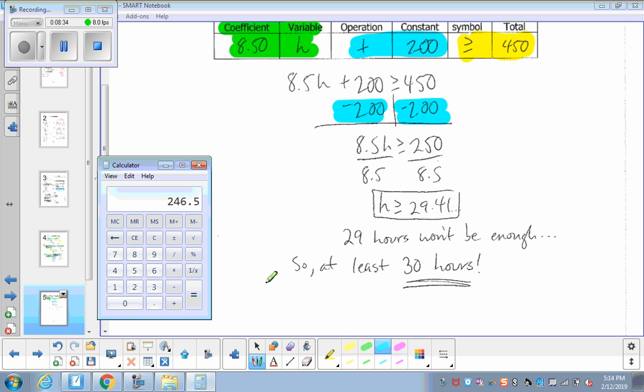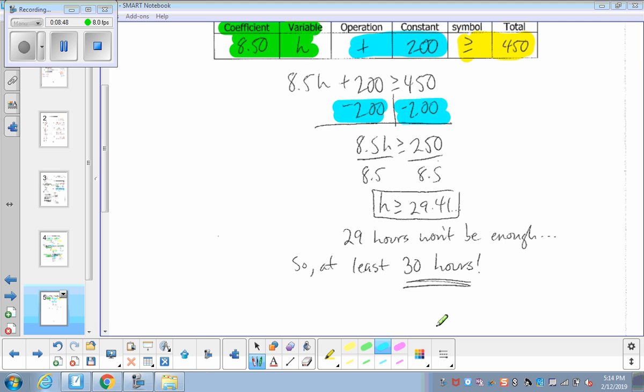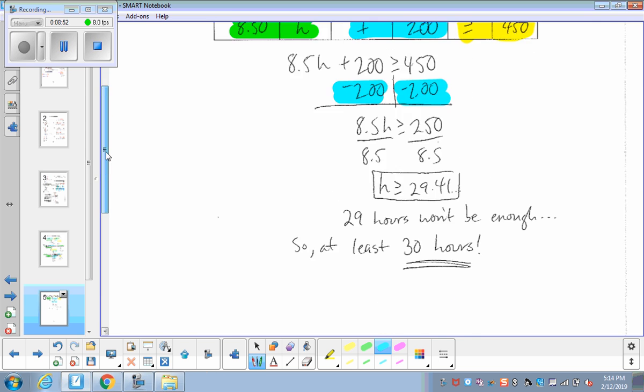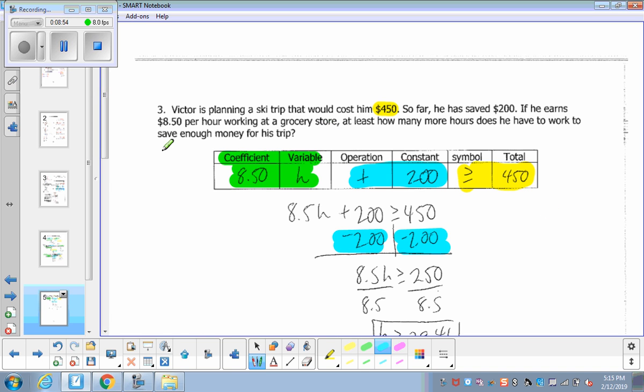We're going to round this one to 30 hours, even though 29.4 would round down. We have to round this up to see that the 30 hours times the $8.50, that's going to be more than $250 that he needs. So for the last one here, it was at least 30 hours. And that takes care of page 17, which means at this time, the inequalities packet should be complete. Thank you.